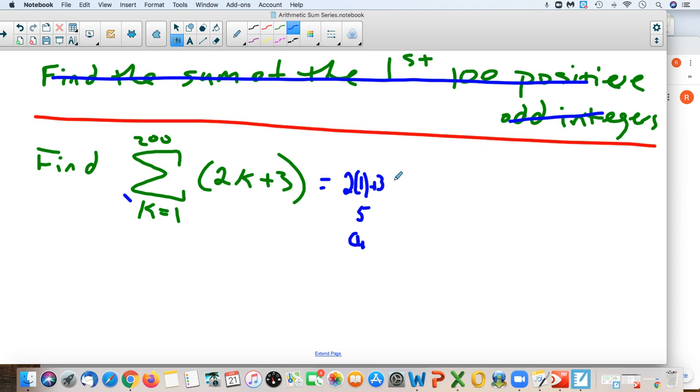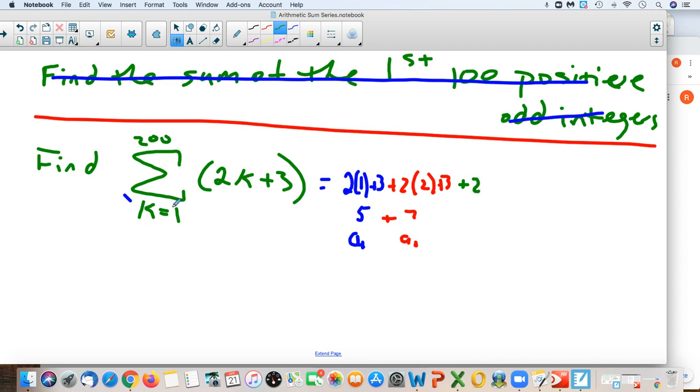Plus, let's do the next term of the sequence. I'm going to color code it so we can see it. Plus 2 times 2 plus 3. That's my next term of my sequence. So it's 2 times 2 is 4, plus 3 is 7. So that's my second term of my sequence. After this, you will see a pattern, and we're going to assume the pattern works nicely because it takes too long to do this.